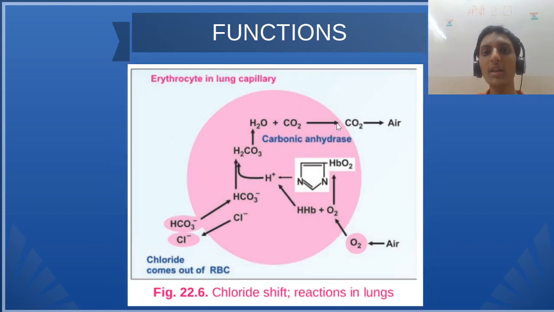Now exactly reverse what happens in the lungs. Okay. Let's see the difference. The respired oxygen combines with hemoglobin in the RBC to form oxyhemoglobin and H plus. H plus will continue its job. Oxyhemoglobin remains as is. H plus combines with bicarb that has entered into the RBC. Chloride goes to the plasma. Okay. So bicarb and H plus forming carbonic acid. On carbonic anhydrase, water plus CO2 is formed. Then CO2 is respired out through the lungs.